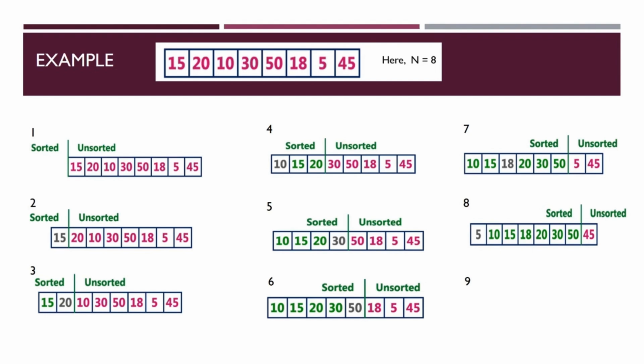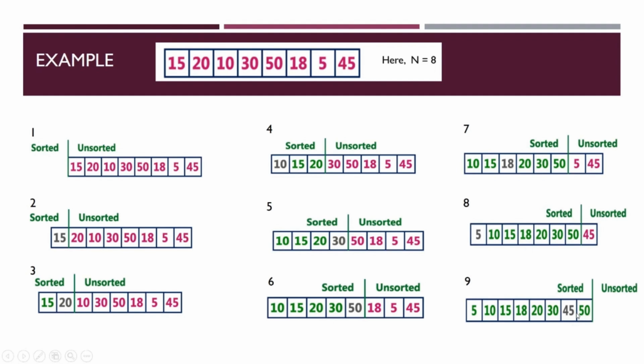So next one, to move element 45 from unsorted to sorted position, compare 45 with 50 and 30. Since 45 is larger than 30, move 50 one position to the right in the list and insert 45 after 30 in the sorted list. So in the last phase, we can see that the unsorted portion of the list has become empty. So we stop the process and the final sorted list of elements is as follows: 5, 10, 15, 18, 20, 30, 45, and 50.